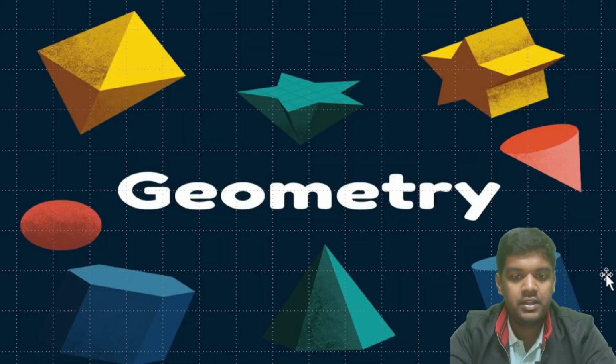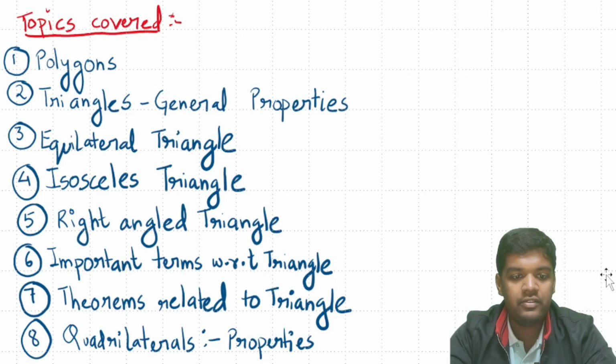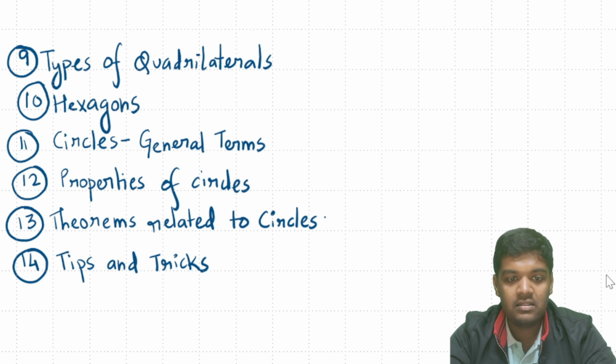Okay, so in today's class, we'll be covering the following topics, starting from polygons, triangles, equilateral triangle, isosceles triangle, right angle triangle, some important terms and theorems related to triangle, then quadrilaterals, types of quadrilaterals, hexagons, circles, properties of circles, theorems, and finally, the most important tips and tricks related to geometry.